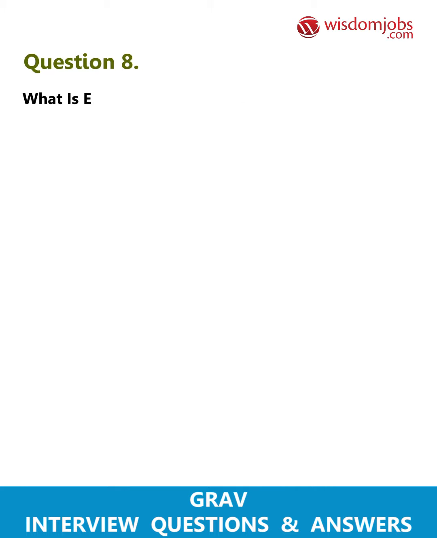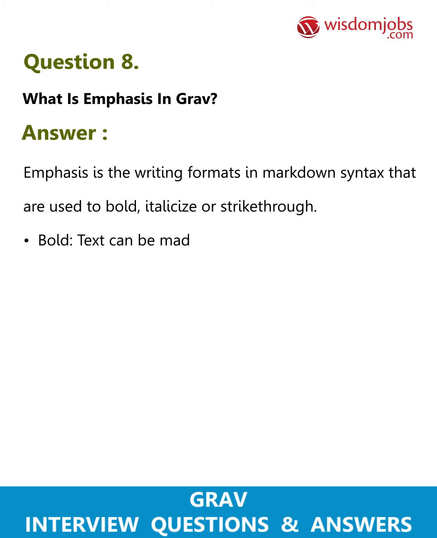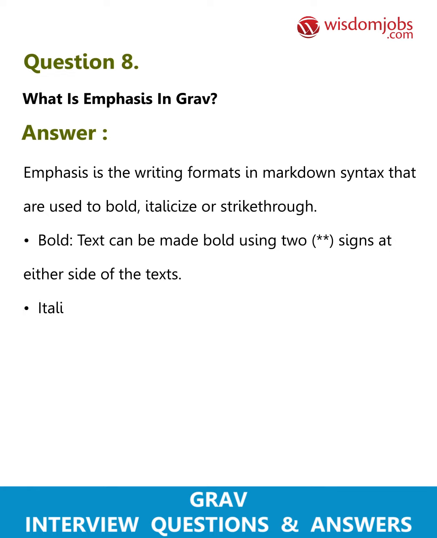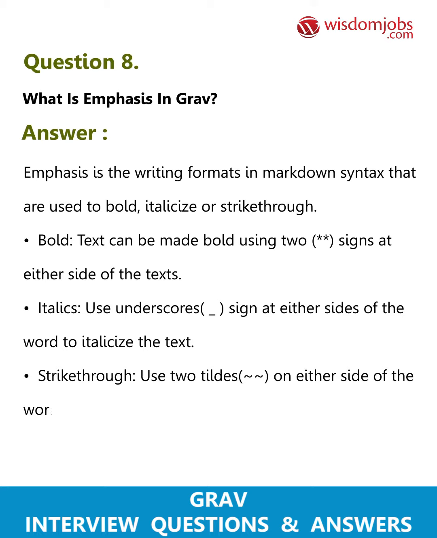Question 8. What is emphasis in Grav? Answer. Emphasis is the writing formats in Markdown syntax that are used to bold, italicize or strike through. Text can be made bold using 2 asterisk signs on either side of the text. Italics use an underscore sign on either side of the word to italicize the text. Strike through uses 2 tildes on either side of the word to strike through the word.